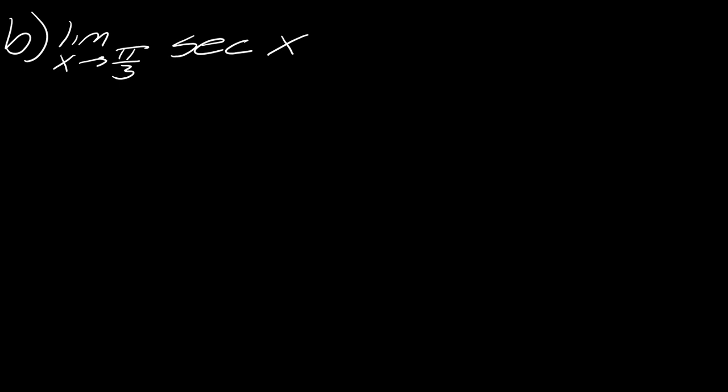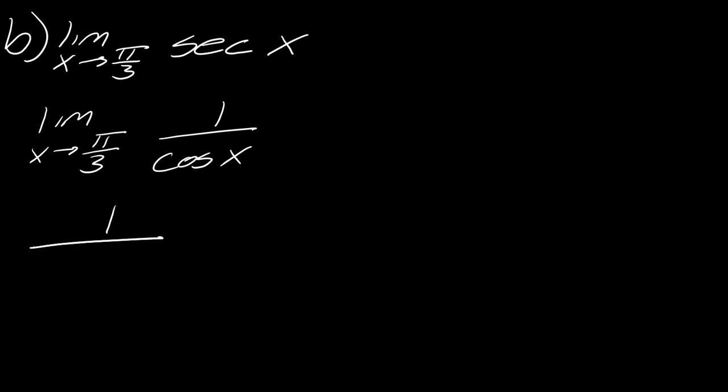Now, with this next one, I've got the limit as x approaches pi over 3 of secant x. You might find it helpful to think about this not as secant x, but as 1 over cosine of x. That sometimes just helps me to think through the unit circle. And once again, just notice if I plug in pi over 3, this is just fine.